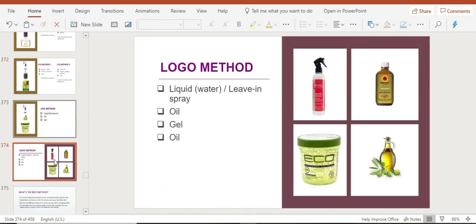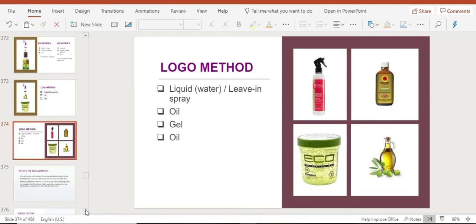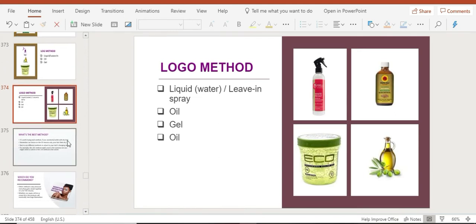All right, and the last method will be the LCGO method. It's very similar to the LCO method, the only difference is you're going to be using a gel instead. So the L is for water, or it could be for leave-in, and then the C, and then the G for gel, and then the O for oil. So again, you're going to use two different types of oil. One will be thick, the other will be a little bit lighter.